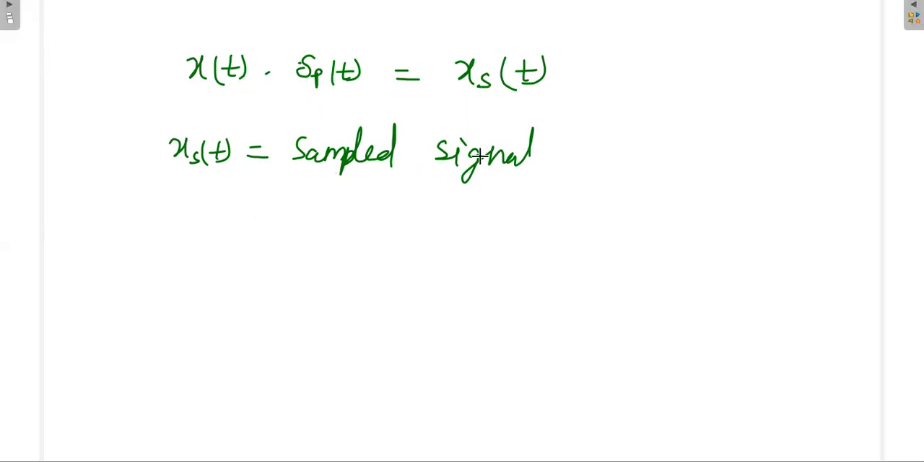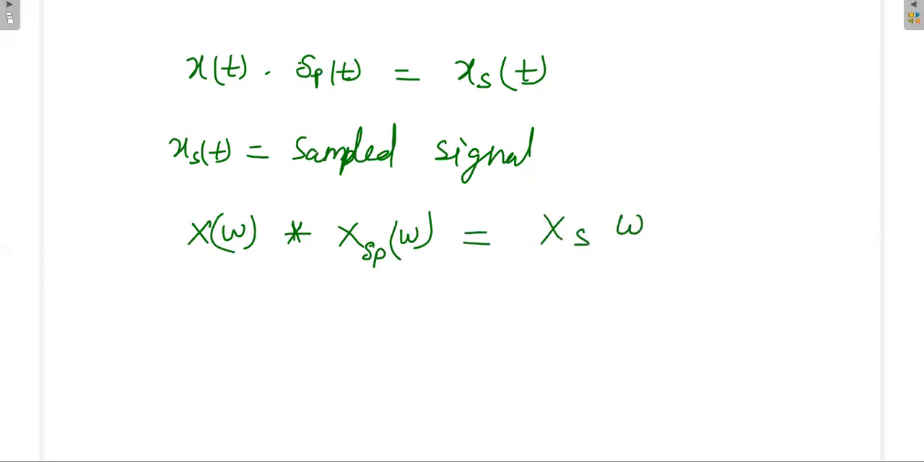Then what is the spectrum of the sampled signal? If you are doing multiplication in the time domain, then what would it be in the frequency domain? In the frequency domain, it would be a convolution. X(ω) is the Fourier transform of x(t), and δ_P(ω) is the Fourier transform of the pulse train.